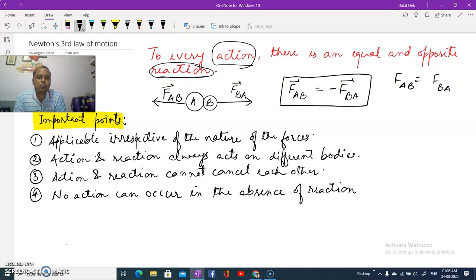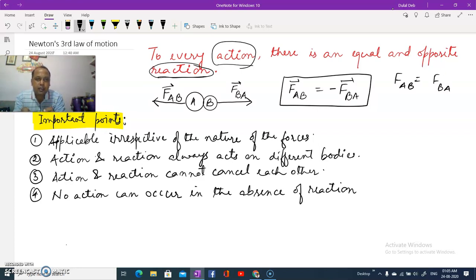And one more thing you always remember, whenever action is acting, you cannot say that the reaction will act at a later time. No. Action and reaction act simultaneously. So they act simultaneously, their directions are opposite, their magnitudes are the same.